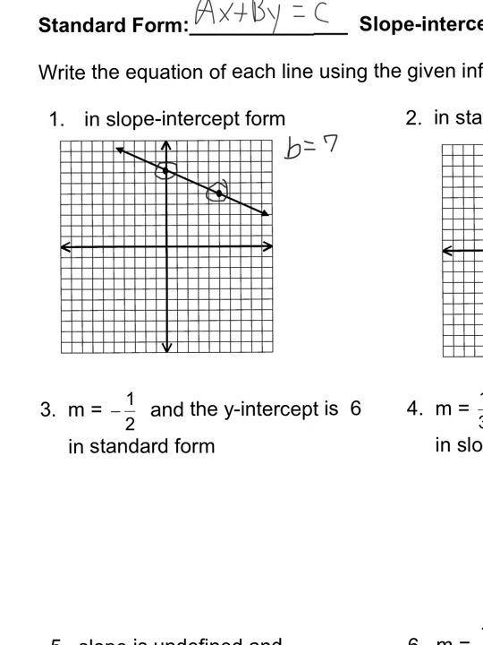Okay, so now to get from my beginning point, I go down 1, 2, and I go over to the right 1, 2, 3, 4, 5. So my slope was down 2 and over to the right 5. So now I have a slope and a y-intercept. I can now put it in slope-intercept form. y equals m, which is my slope, negative 2/5 x, plus my beginning point, my y-intercept, 7.